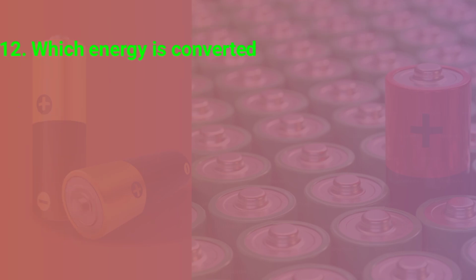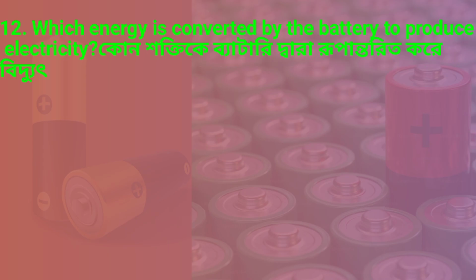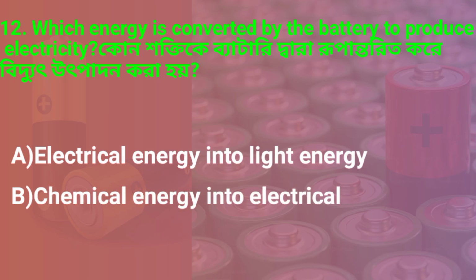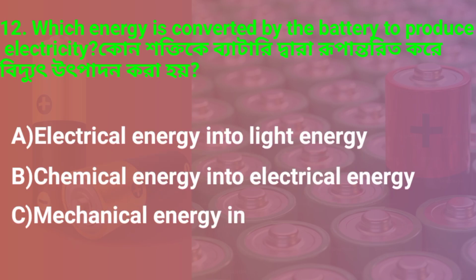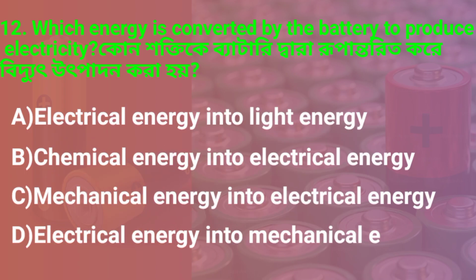Question number 12. Which energy is converted by the battery to produce electricity? Option A electrical energy into light energy, option B chemical energy into electrical energy, option C mechanical energy into electrical energy, option D electrical energy into mechanical energy. উত্তর হবে option B chemical energy into electrical energy.